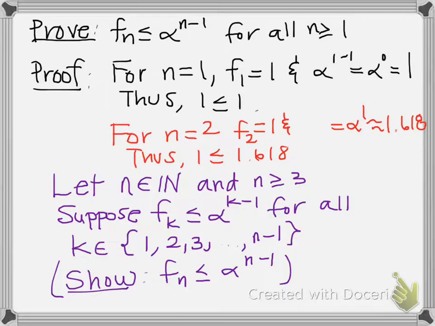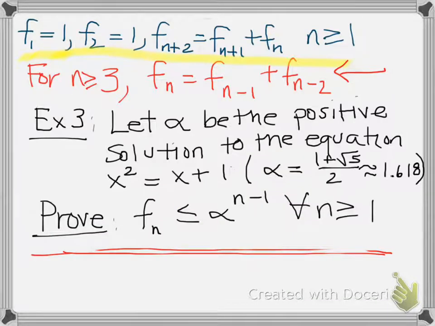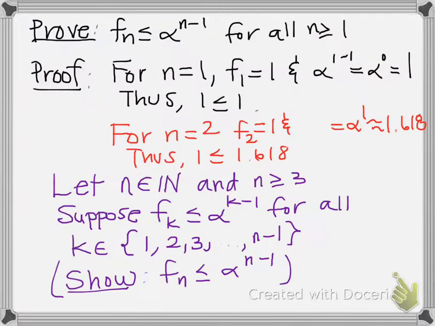Now, if we look over here, we're trying to prove f sub n is less than or equal to alpha to the n minus 1. So it looks like we're going to need this form of our Fibonacci sequence number. In order to use that form, though, n has to be greater than or equal to 3. Well, what can we do? Since n is greater than or equal to 1, all we need to do is show that it works for 1 and 2, and then we can use that formula for anything greater than or equal to 3. So I hope that makes sense.